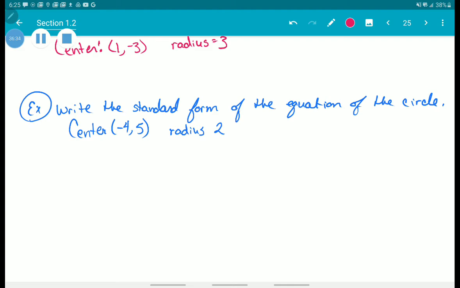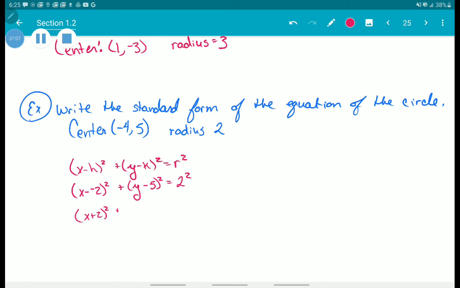Let's look at another one. Suppose we want to write the standard form of the equation of a circle with the center at (-4, 5) that has a radius of 2. Standard form looks like this. And all we have to do is substitute in the information we have. So we have x minus negative 2 squared, that's our h. Our k is 5. Our radius is 2. So we have (x plus 2) squared plus (y minus 5) squared is equal to 4. There's our circle.